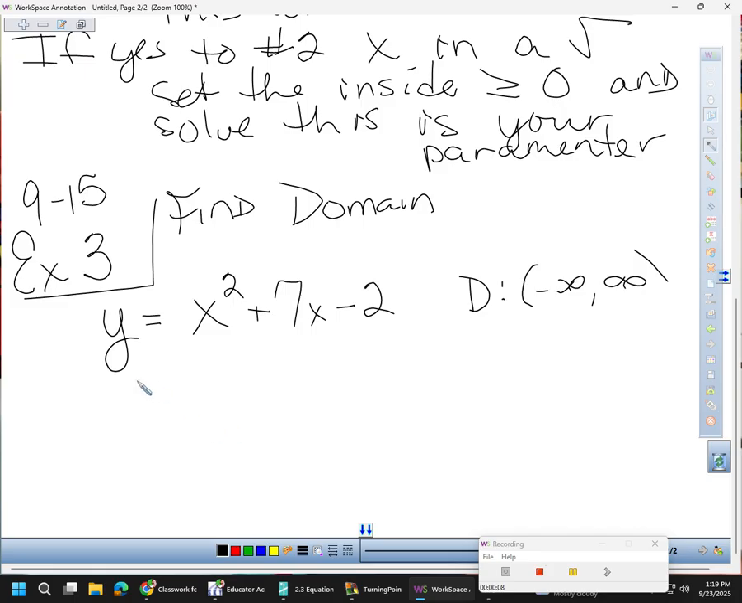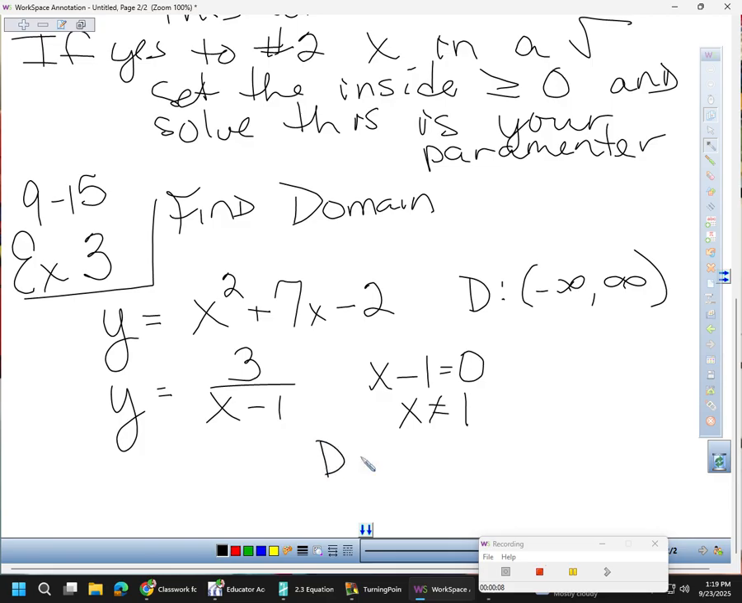Okay. Let's say I have y equals 3 over x minus 1. Is there an x in the denominator? So we're going to take that denominator, set it equal to 0, and solve it. What that means is that's the one place that x can't exist. So it technically does not equal 1. So we say our domain goes from negative infinity to 1, union 1 to infinity.